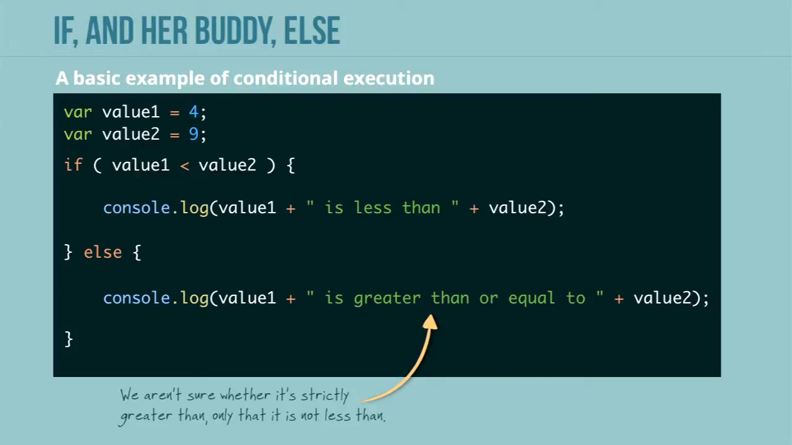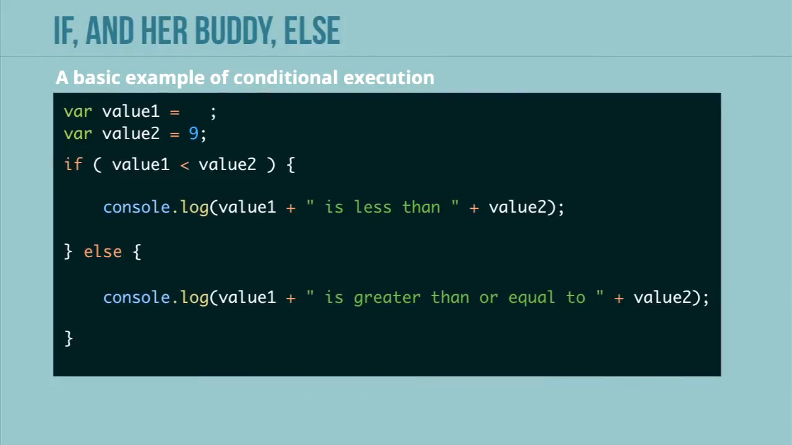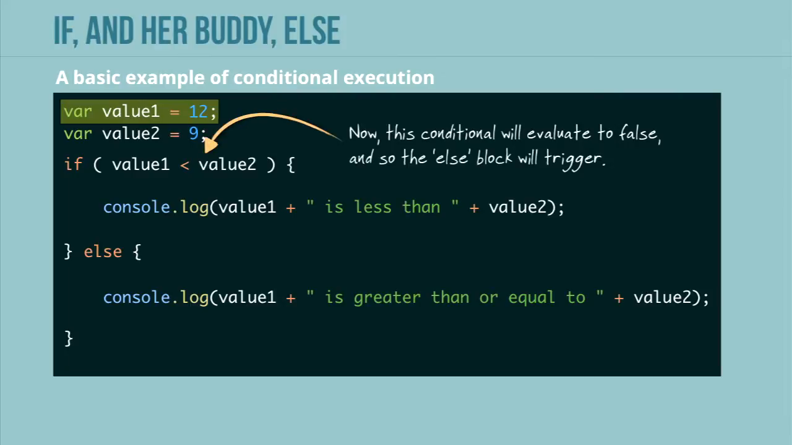So in this case, because value 1 is 4 and value 2 is 9, the if block would trigger because its conditional would be true. Value 1 is less than value 2. And so we would get the printout that 4 is less than 9. What happens if we change value 1 to 12? Obviously we have a different relationship now. So now the if block will not trigger. Why? Because 12 is not less than 9. And so we will move into the else block and we will get a printout that says 12 is greater than or equal to 9. Just trust us.